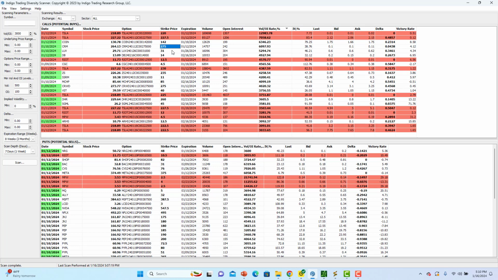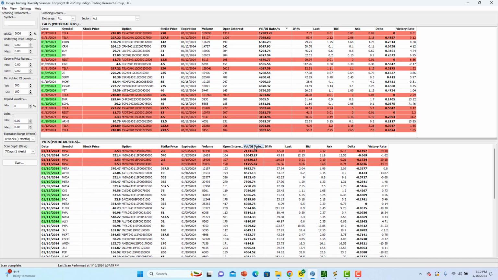Okay, obviously I want to look at the chart and filter it out, and you could do the same thing for the puts down here. Okay, so we see, for example, right here, MPW, huge, 21,000 volume compared to the open interest. So this is how you can sort. Okay, that's how to use the Indigo scanner.